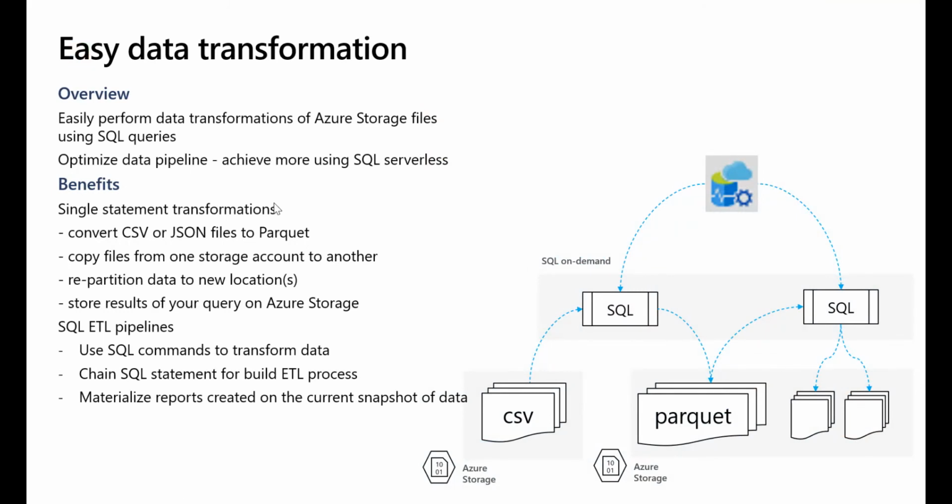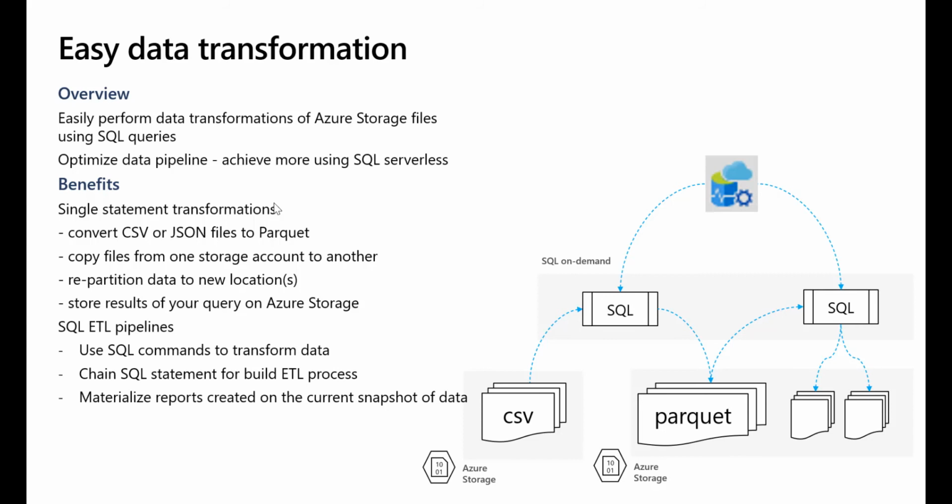Another important feature in Synapse SQL on demand is easy data transformation. Synapse SQL on demand enables you to easily read some files from Azure storage and transform them and store them as new data set on Azure Data Lake storage. This way, you can take some CSV files that you already have on Azure Data Lake storage, read them, and just write them as Parquet files. Or you can read your Parquet files and split them into multiple partitions.